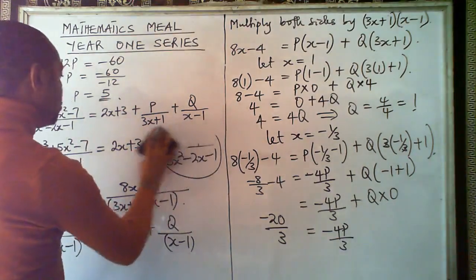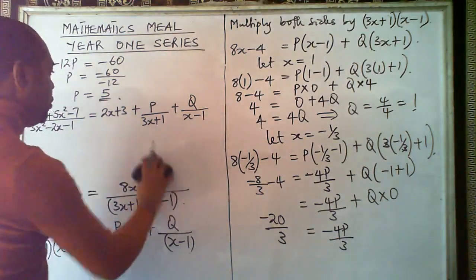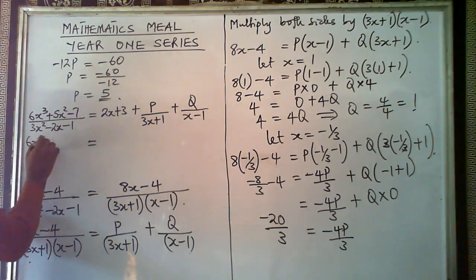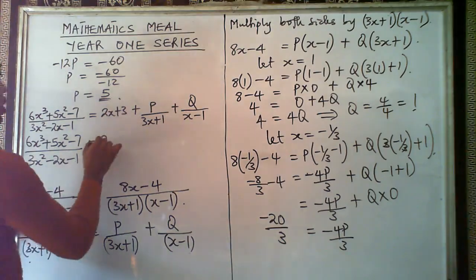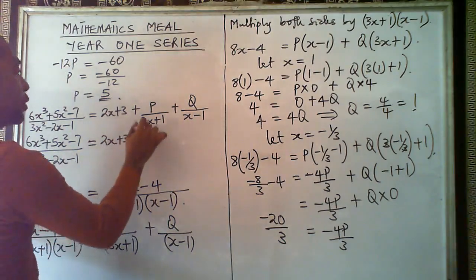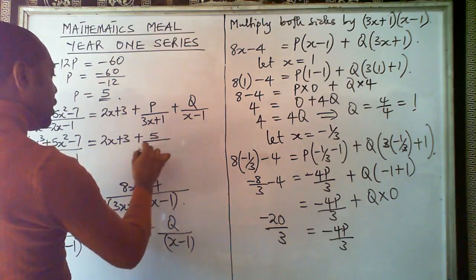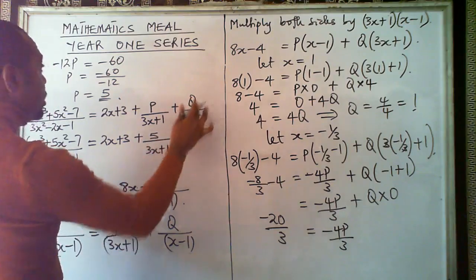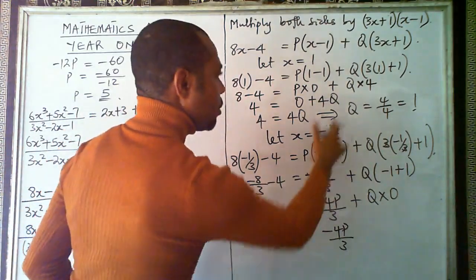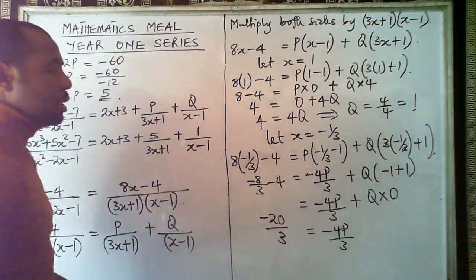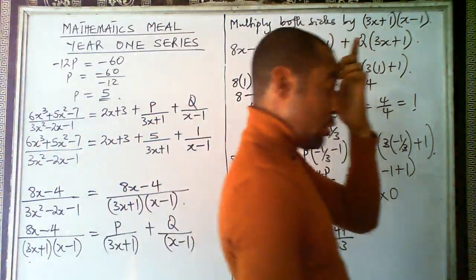So now the question is, what is my p and what is my q? So we do that together again. 6x cubed plus 5x squared minus 7 divided by 3x squared minus 2x minus 1 will give me 2x plus 3 plus, what is my p? P is 5. 5 over 3x plus 1 plus, what is my q? Q is 1. So 1 over x minus 1. Oh, this is beautiful. So that's the partial fraction.